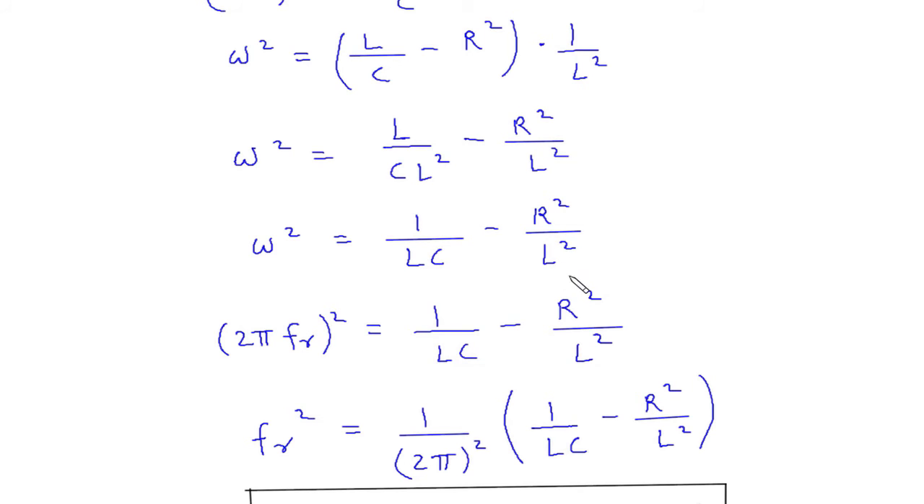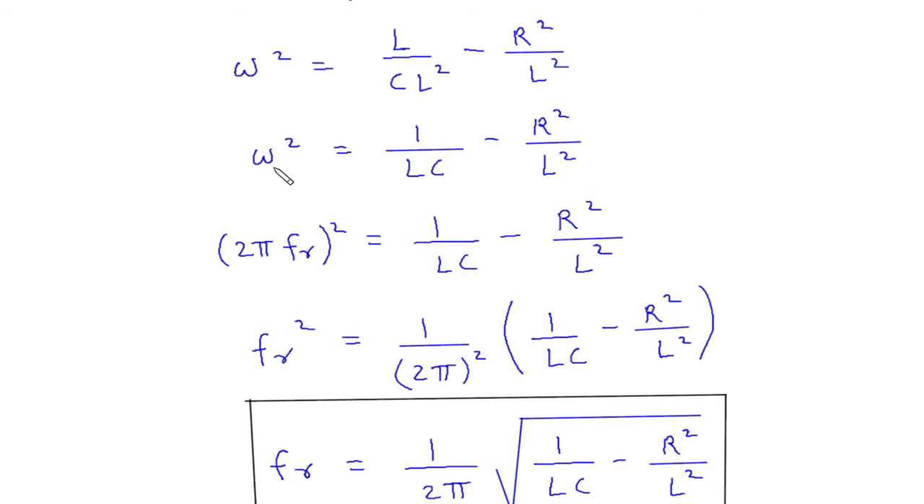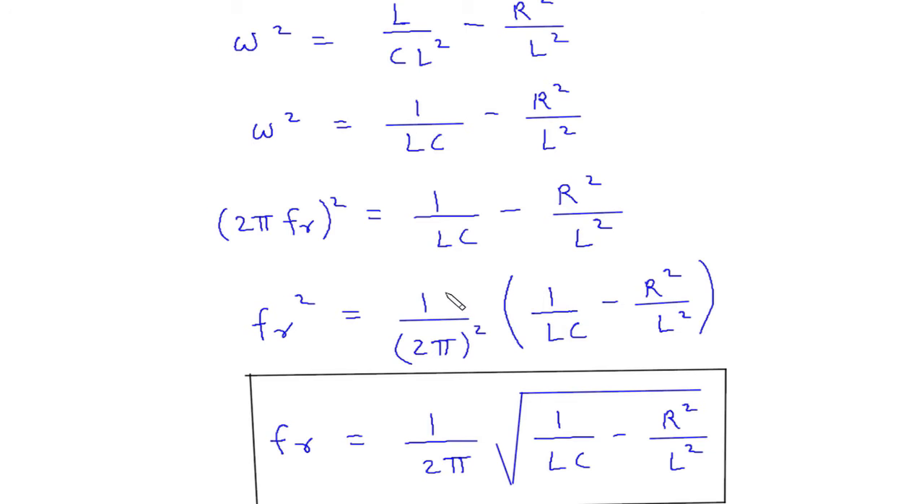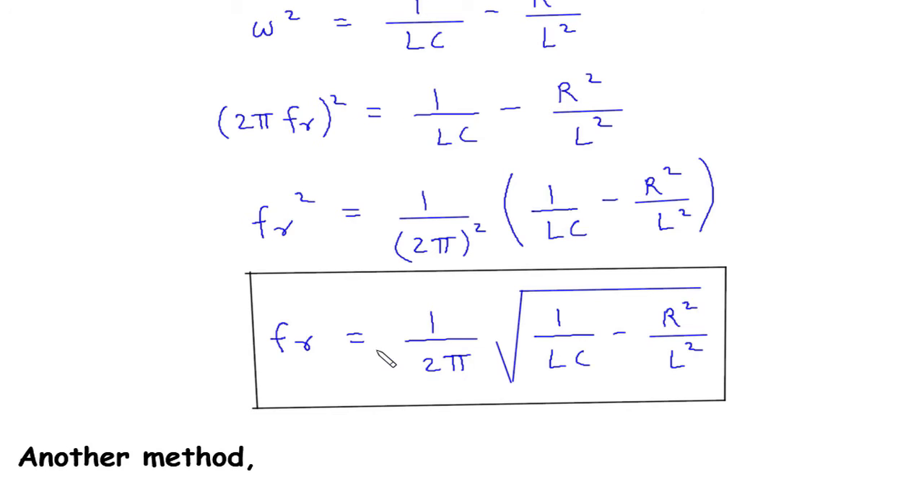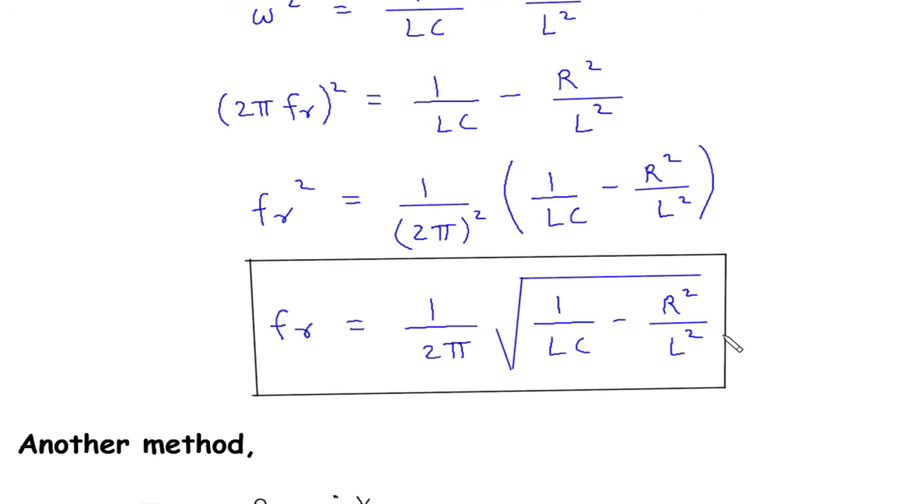Then this angular frequency is 2πFr. We are taking Fr because the circuit is in resonance. So (2πFr)² = 1/(LC) − R²/L². Then if we take this 2π to the right side, it will be 1/(2π)² times this value, the same. Then Fr = 1/(2π) × √(1/(LC) − R²/L²). So this is the final value of resonant frequency Fr.